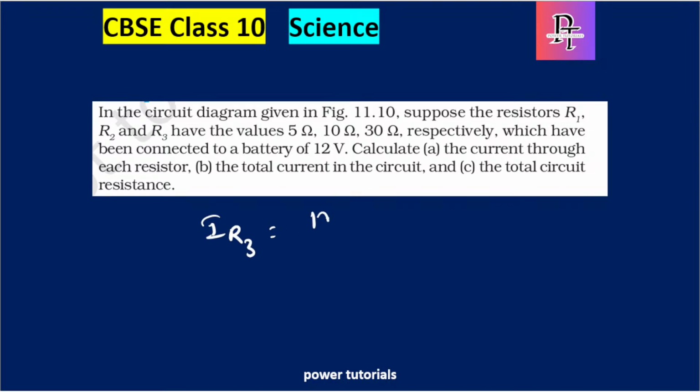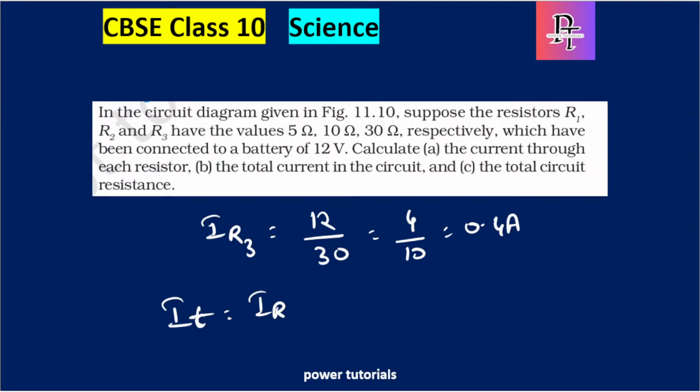IR3 is equal to 12 by 30, which is 4 by 3/4, 3/10, which is 0.4 amperes. So the total current through the circuit, I total, will be equal to IR1 plus IR2 plus IR3.